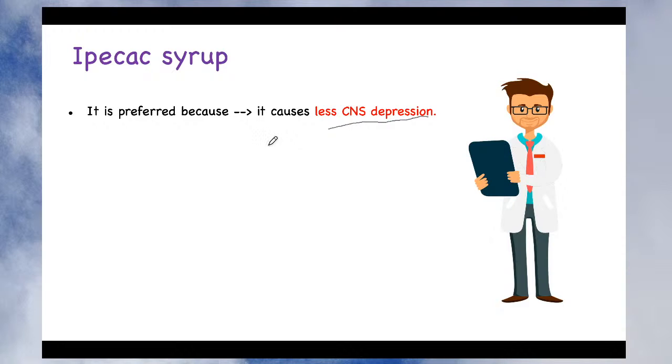And one more reason is that Ipecac can be given through the oral route. So there is no need for a special person to give the injection of apomorphine, that is, the subcutaneous or intramuscular injection, right? So Ipecac syrup can be ingested at home, because it is given through the oral route. So this is the reason why Ipecac syrup is preferred over apomorphine.